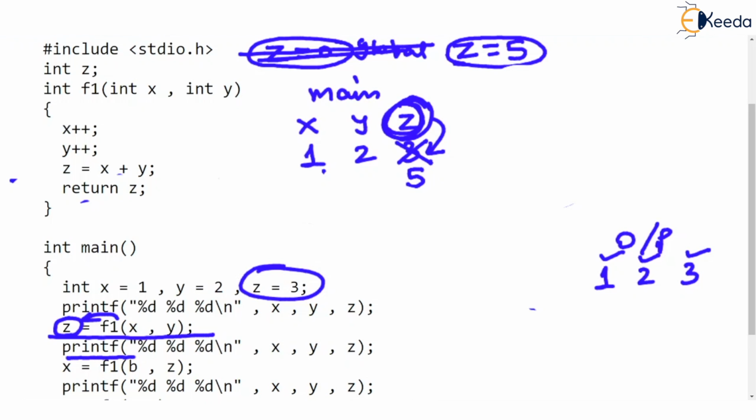Now the next line of main, when the function ends, we are back in main, isn't it? It is printing x, y, z. x is 1, y is 2, and z is 5. So the output will be 1, 2, 5.